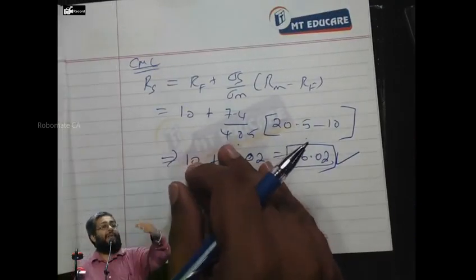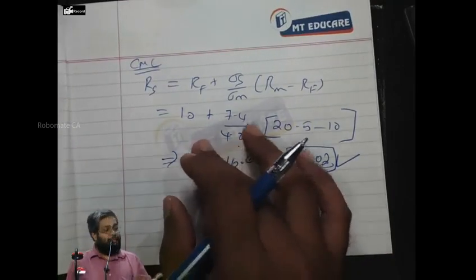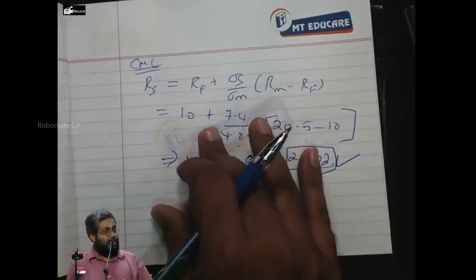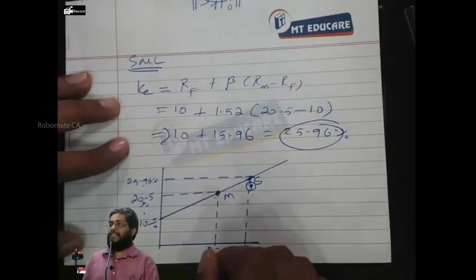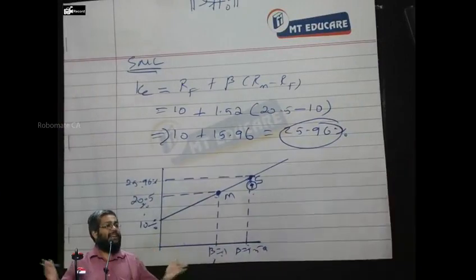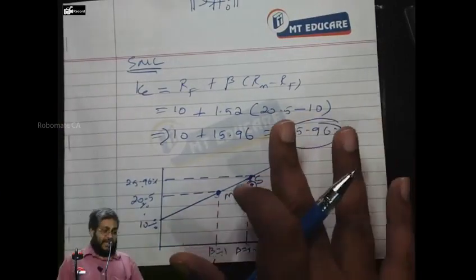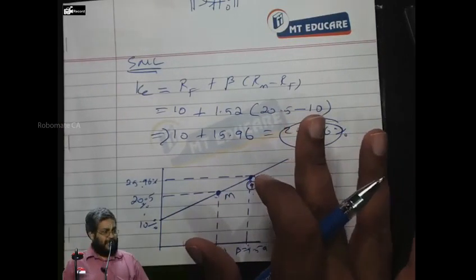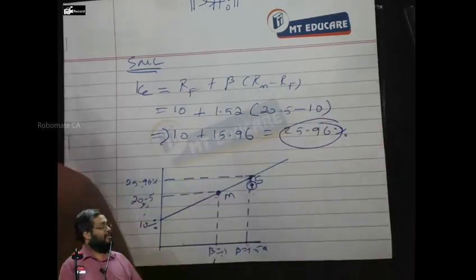Is it falling on the capital market line or below the capital market line? Below the capital market line. What changes here? Instead of measuring the risk as beta, I measure risk as sigma. That's the only change. Everybody, are you understanding? I'm again showing the differentiation stage by stage. Up to this, are you following? With this, the problem is completed.